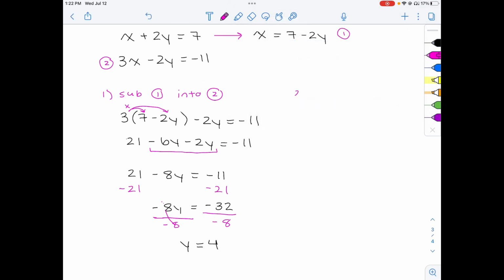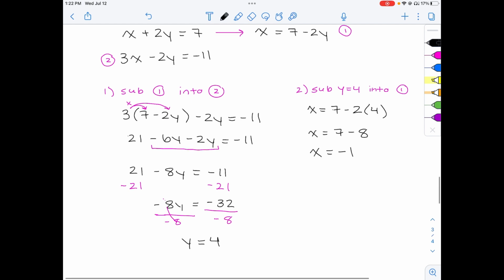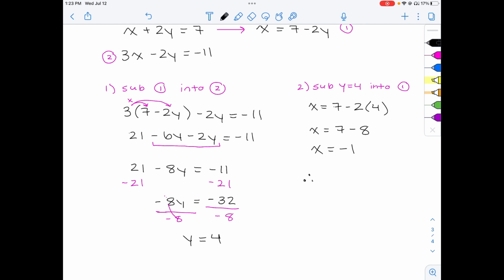Okay, so my second step here, I'm going to sub y equals 4. Again, it doesn't matter which equation you choose, but it's less steps if you sub it into equation 1. And then we'll calculate for x. So we'll have x is equal to 7 subtract 2 times y, which is 4. And then we are just evaluating. So 7 subtract 2 times 4 is 8. This gives us -1.